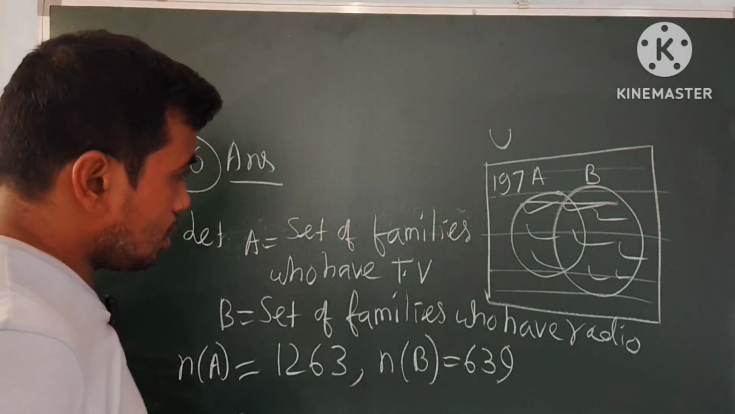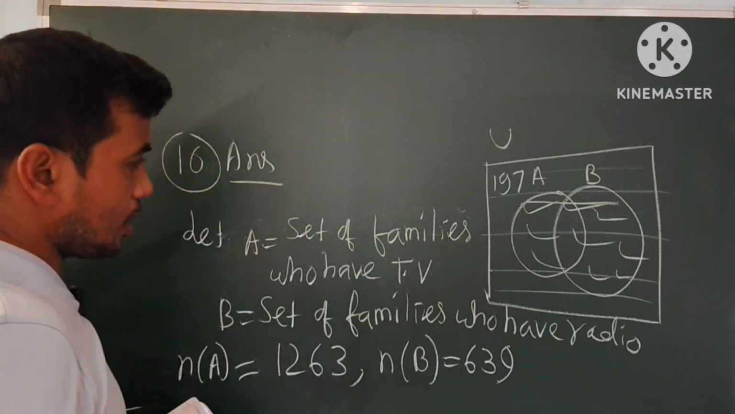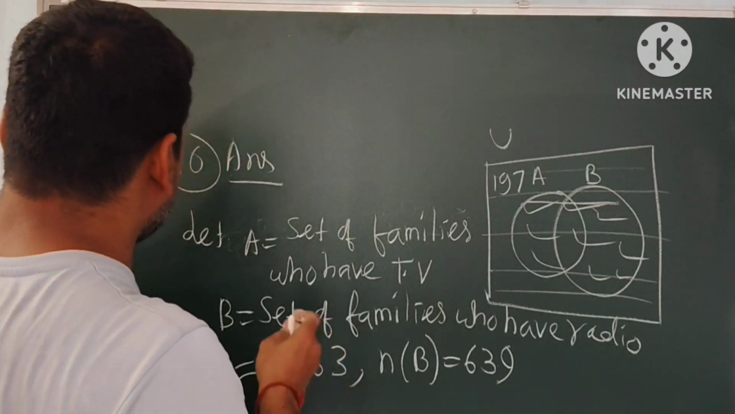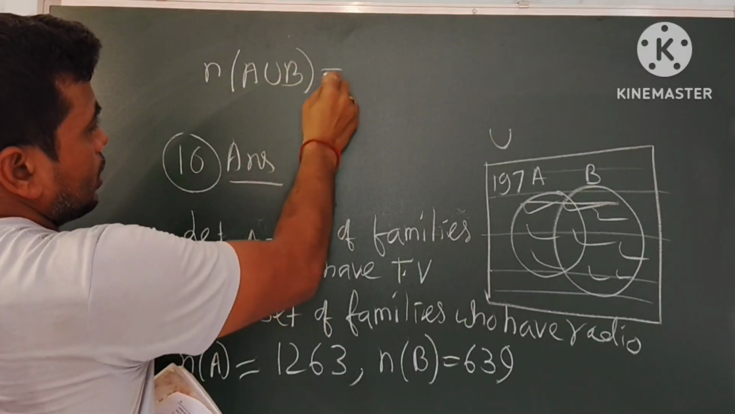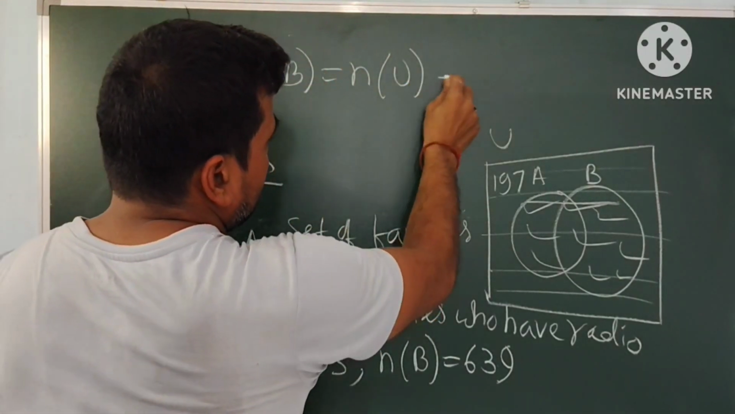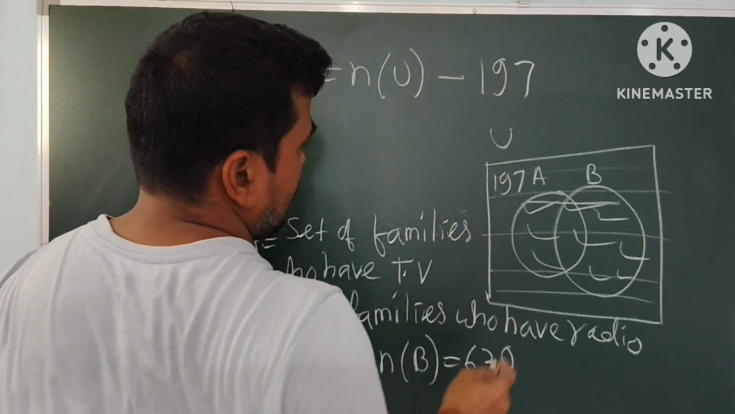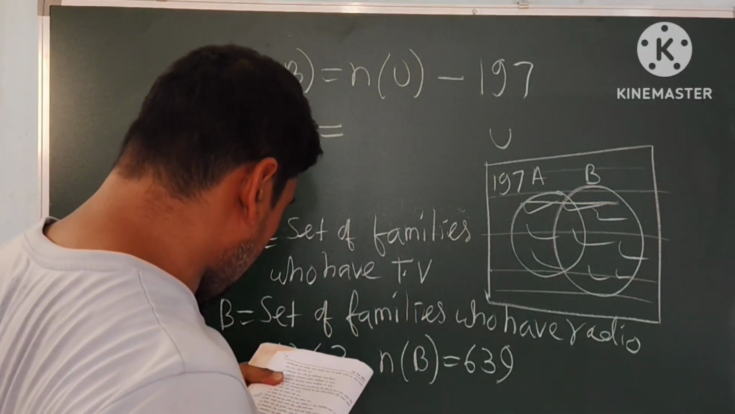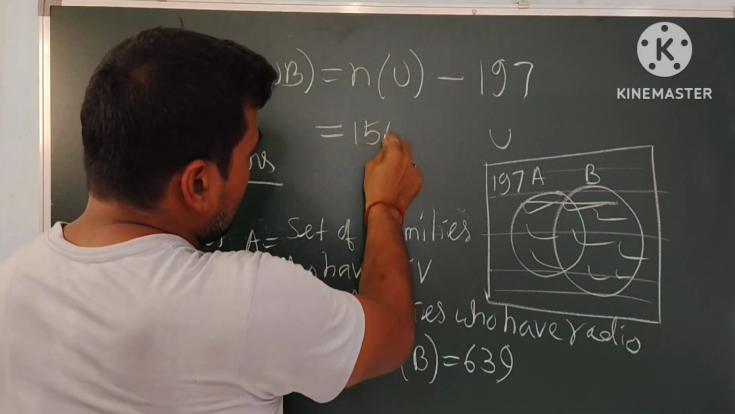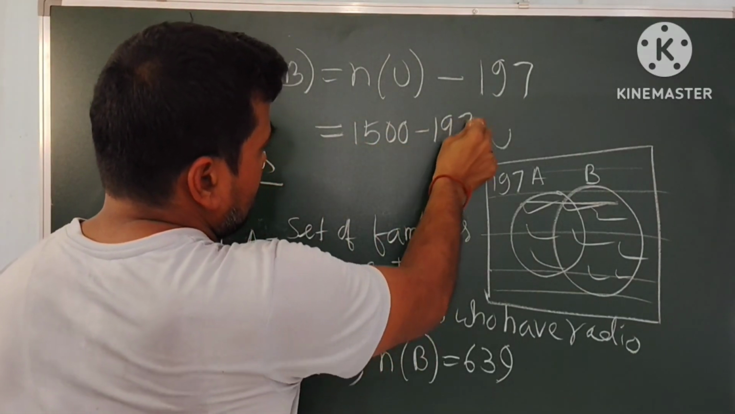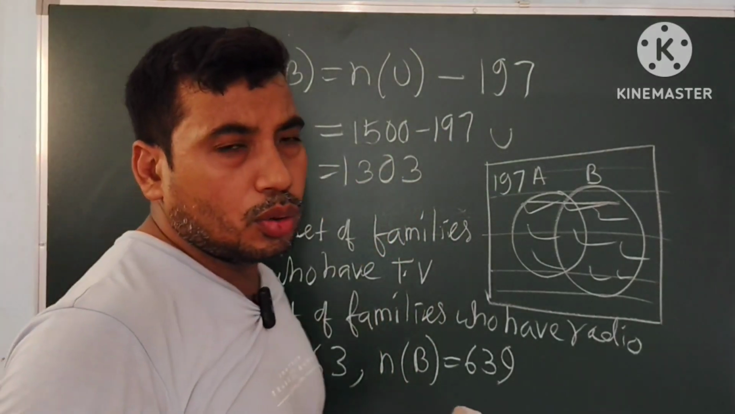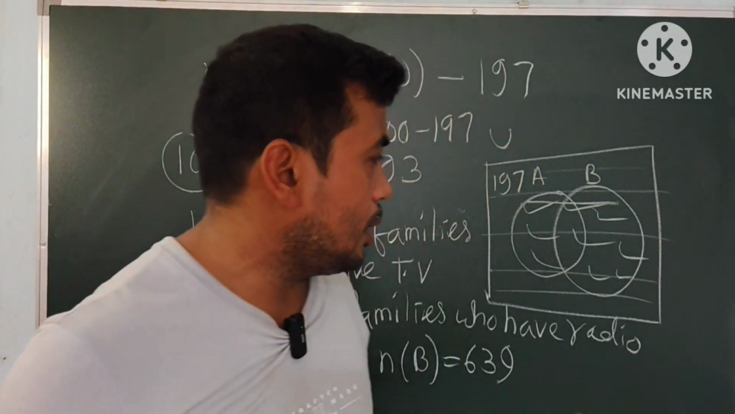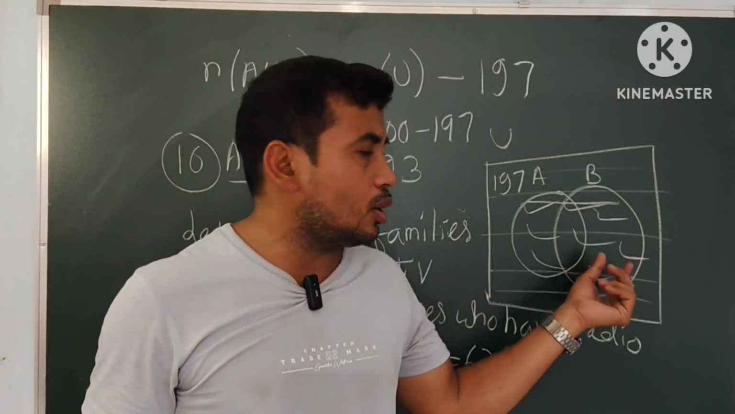Okay, so first we have to find n(A union B). So n(A union B) is equal to n(U) minus 197. n(U) is equal to 1500, so 1500 minus 197 is 1303. That means 1303 families have either TV or radio or both.